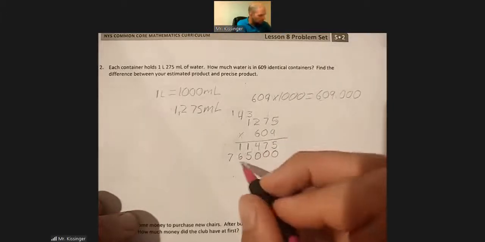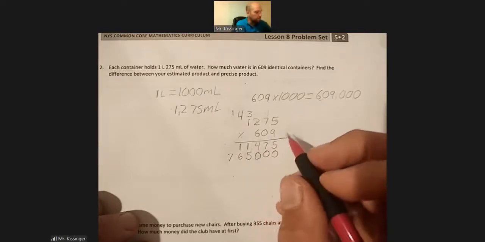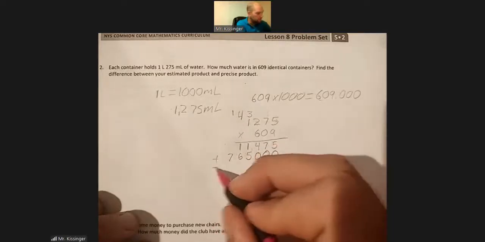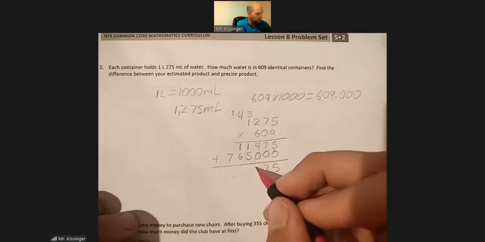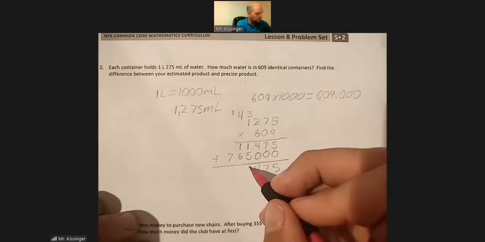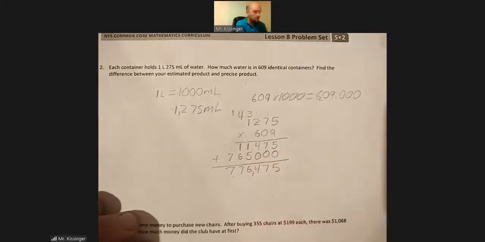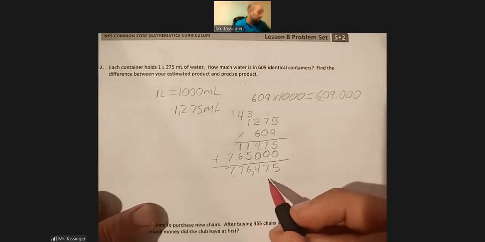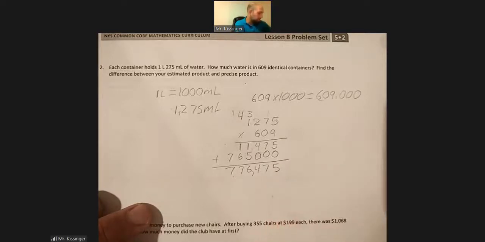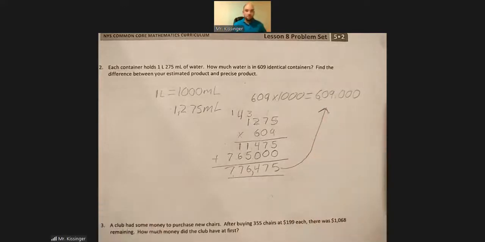So we have 765,000 plus 11,475. We have 5, 7, 4. 1 plus 5 is 6. 1 plus 6 is 7. We have 776,475, excuse me. Is that close to 609,000? I would say pretty close.